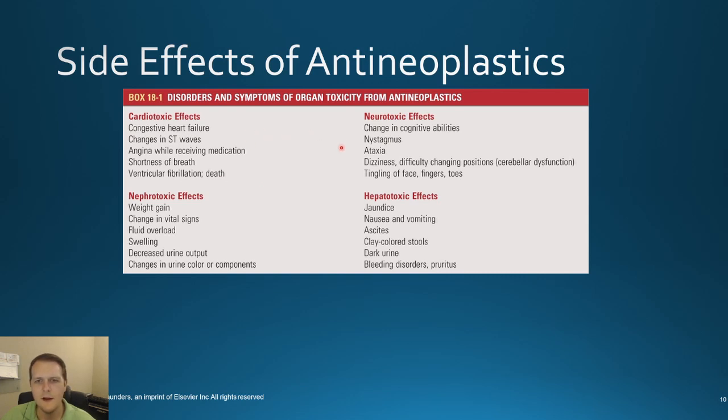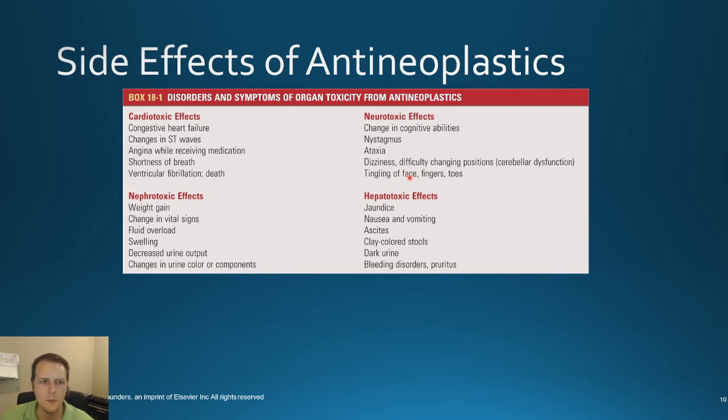So for instance, the plant alkaloids we mentioned a few slides ago, things like vincristine and vinblastine, they cause what they call a stocking glove neuropathy, where basically the distal nerves in the hands and in the feet get affected. So they can feel burning, they can feel pain, they can feel tingling, and that stocking glove sort of distribution.